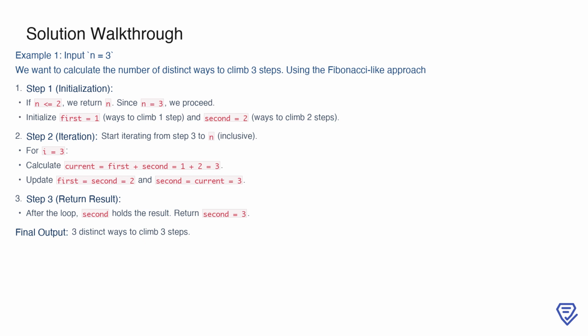Next, we iterate from step 3 up to n, inclusive. For step 3, we calculate current as the sum of first and second, which gives us 3. This represents the number of ways to reach the third step. We then update first to the value of second, making it 2, and second to the value of current, making it 3. Finally, after the loop completes, the value of second holds our result, which is 3. This tells us there are 3 distinct ways to climb 3 steps.